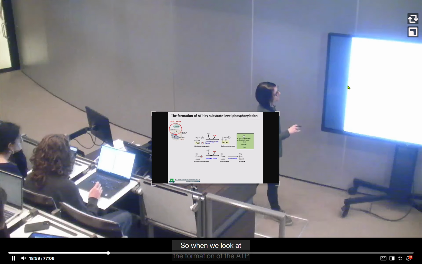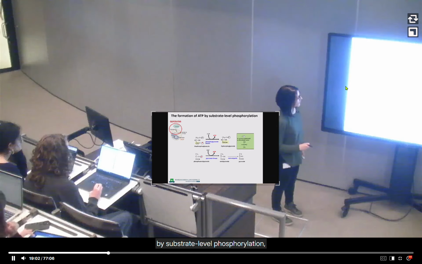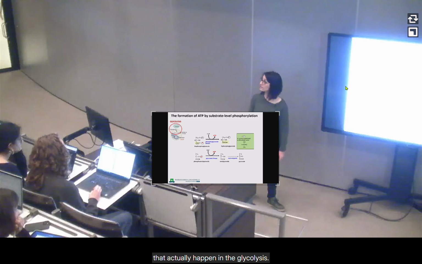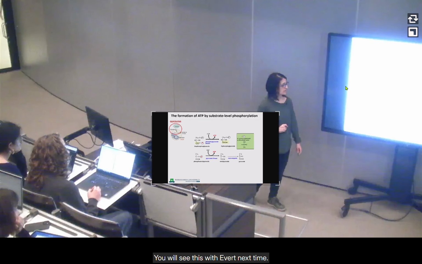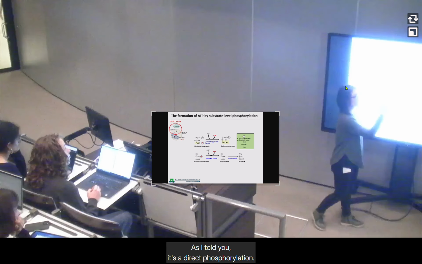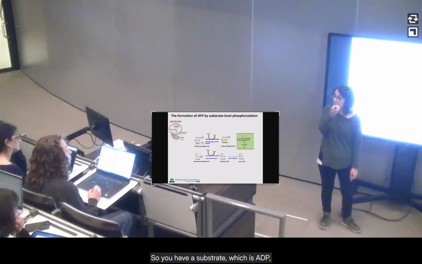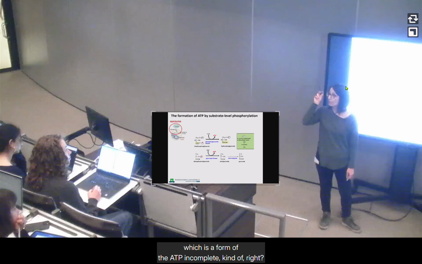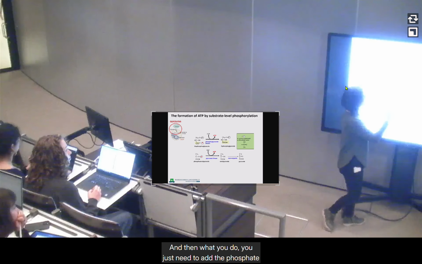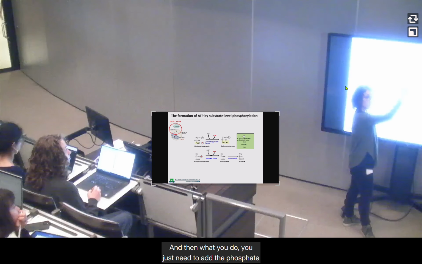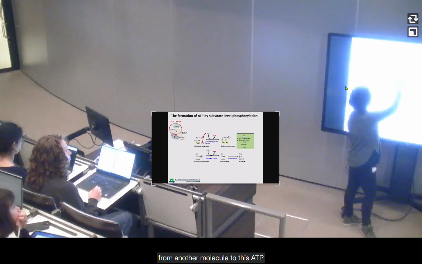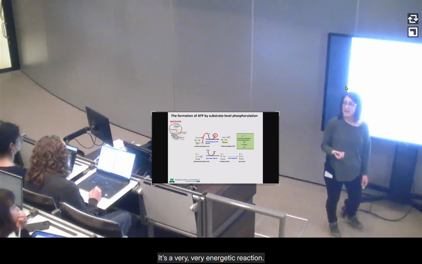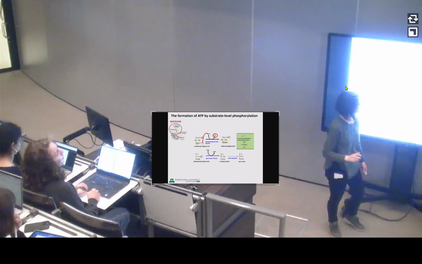So when we look at the formation of ATP by substrate level phosphorylation, here I show you a few reactions that actually happen in glycolysis. You will see this with Evert next time. As I told you, it's a direct phosphorylation. So you have a substrate, which is ADP, which is a form of the ATP incomplete, kind of, right? And then you just need to add a phosphate from another molecule to this ADP so that you can obtain ATP. It's a very, very energetic reaction.